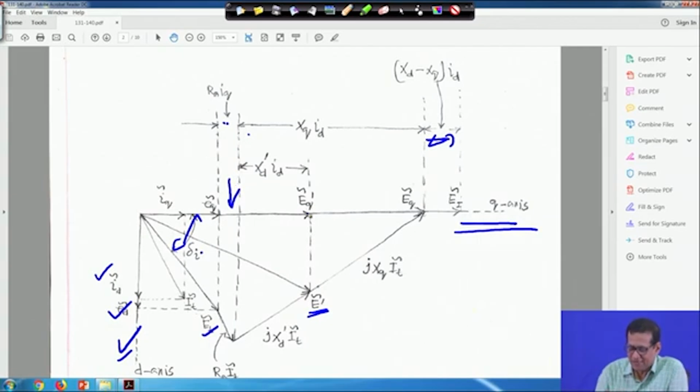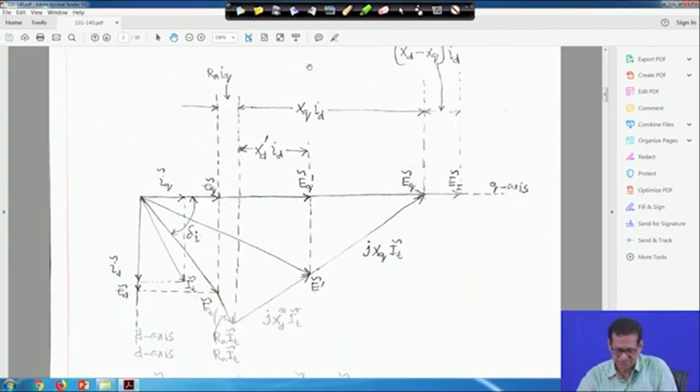Just see those equations and you will get it: EQ dash tilde is equal to EQ tilde plus RA IQ plus XD dash ID, all these things are there in the equations. So I can just look at the equations and make this phasor diagram. This term is jXD ID tilde, and from here to here this is jXQ IQ tilde. This phasor diagram is under transient condition. You have to open the notebook and make it from those three equations.